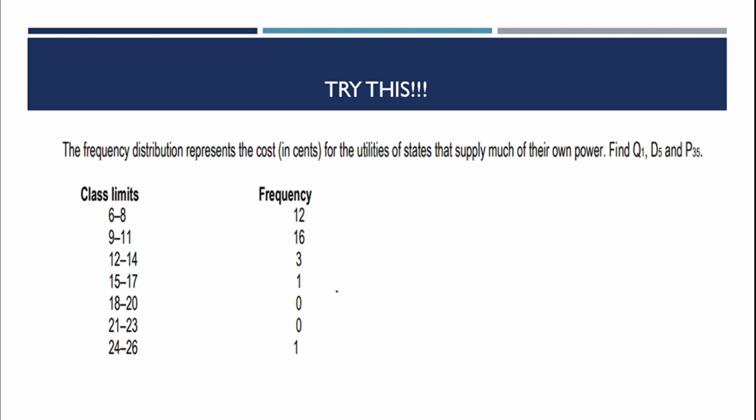So try solving this one at home. The frequency represents the cost in cents for utilities of states that supply much of their power. Find Q1, D5, and P35. So this is the given.